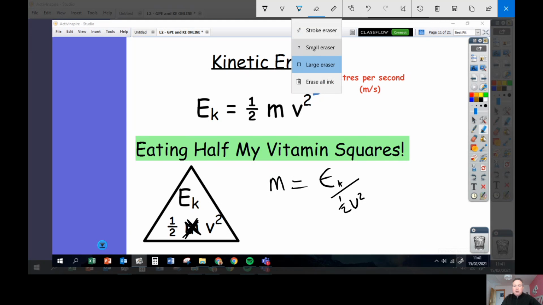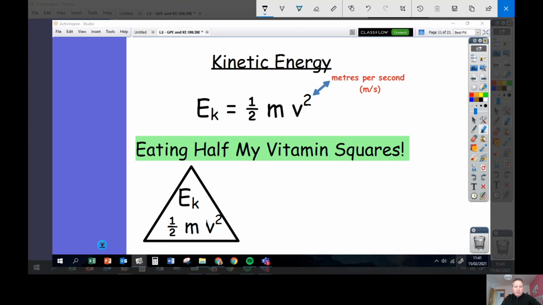What if I was working out the velocity? Well, let's have a look. I cover up v squared. V squared equals energy divided by a half times the mass. Now, you might spot here that if I'm trying to work out the speed, I've just given myself a calculation to work out the speed squared. So if I'm going to work out the speed, I need to take a square root of that answer.